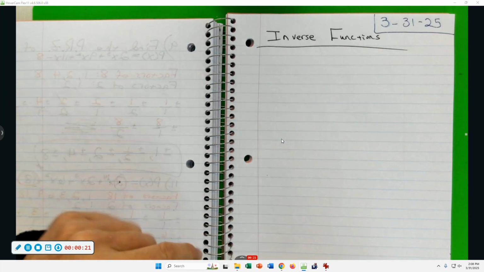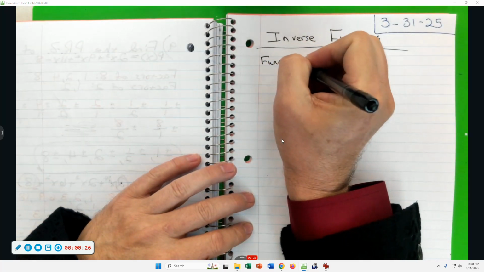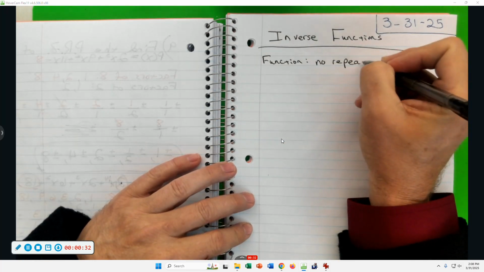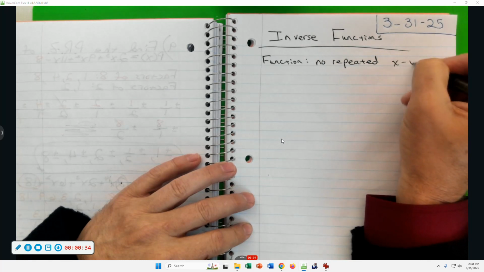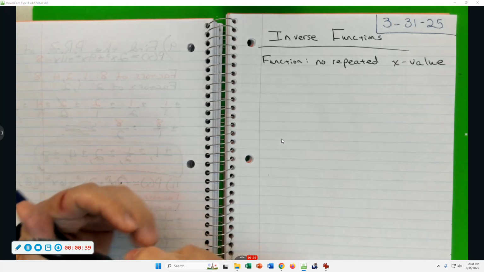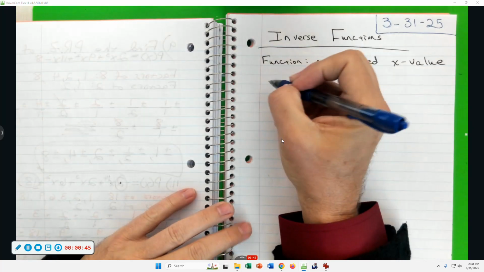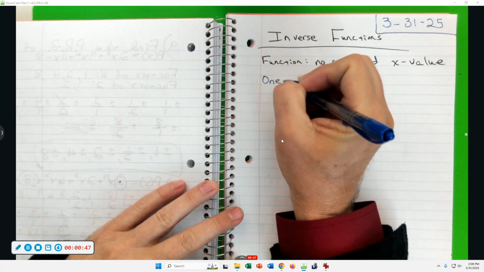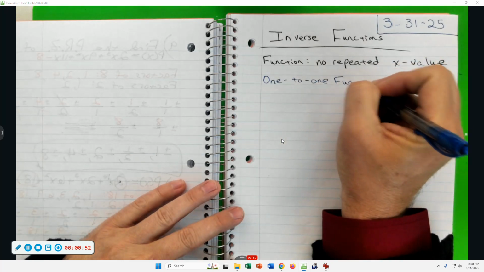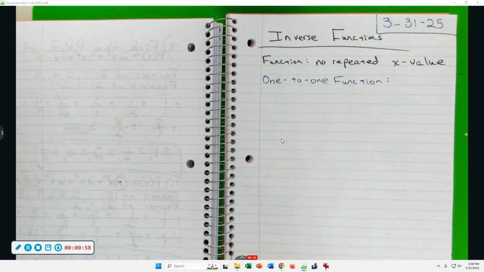As we'll recall, a function has no repeated x value. A one-to-one function. Here's something that's new to y'all, new to the class. A one-to-one function has no repeated y value.